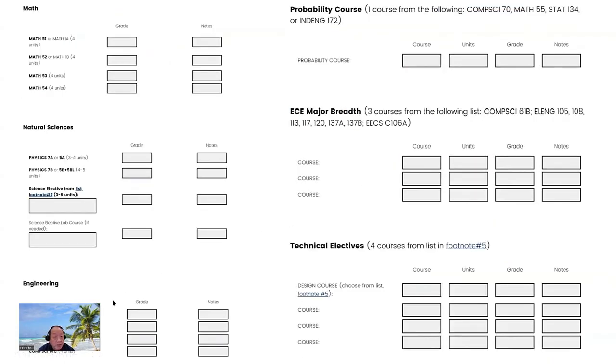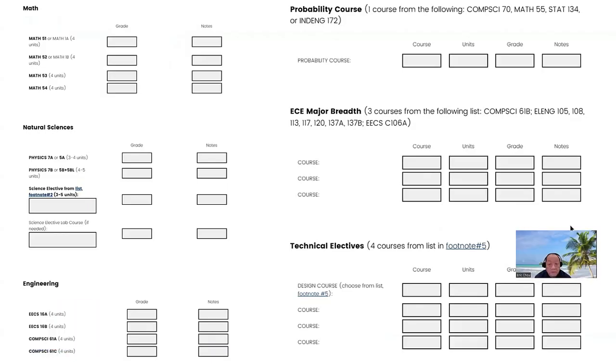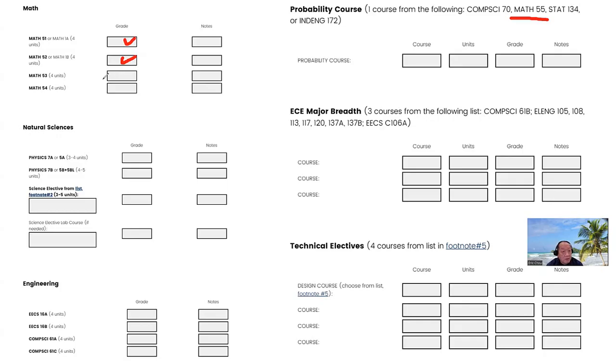Next, let's go back to the major courses. For the math courses, you need Math 51, 52, 53, 54. 55 is discrete math. So usually it is the 50 series of math that you need to satisfy. For 51 and 52, you can use Math 1A and 1B to satisfy, or AP Calculus BC. So these two can be taken up by AP credit, no problem.